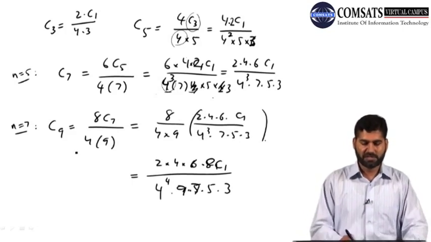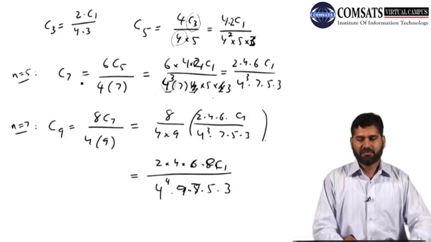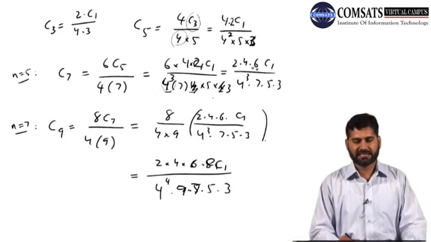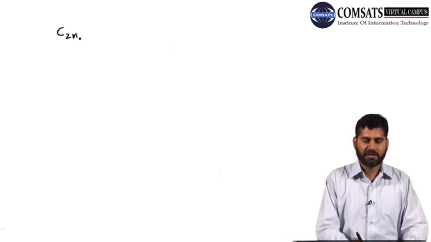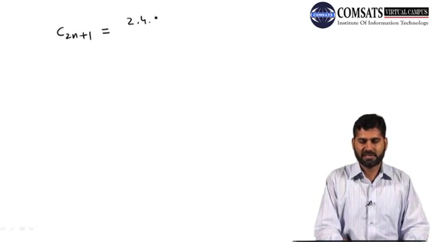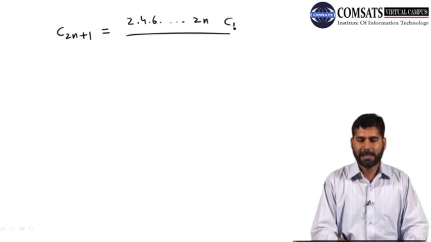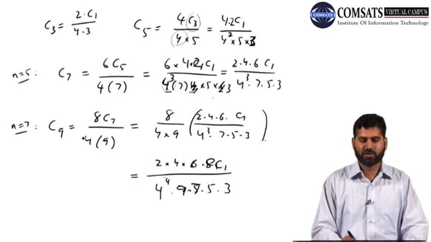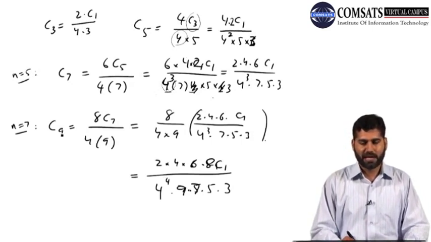So now if you generalize, you are seeing that for 7 we are stopping at 6, for 9 we are stopping at 8. So it means for C2n plus 1 you will be getting 2, 4, 6, so on up to 2n, because 1 less. 2, 4, 6 up to 2n, C1, and divided by 4 to the power 4. So this is 9 by 2 minus 1. So you got 2n plus 1.